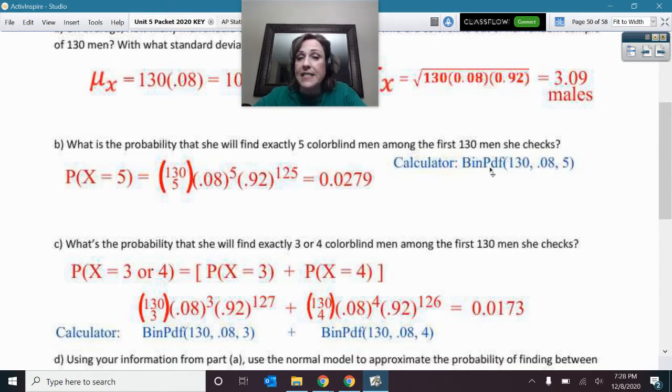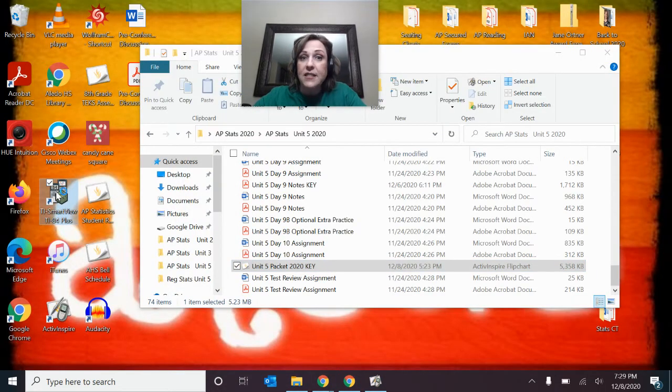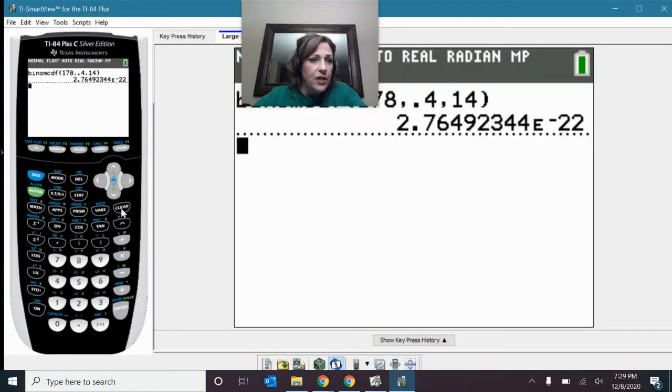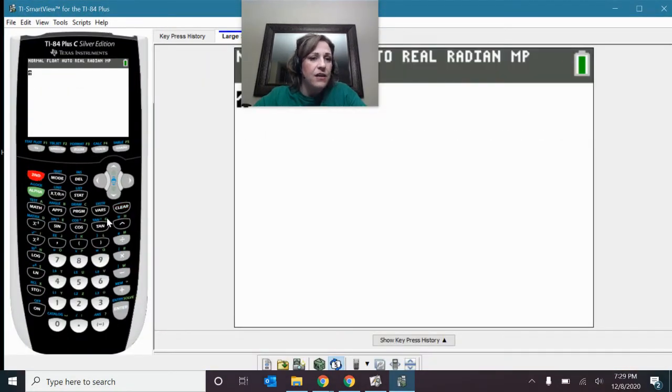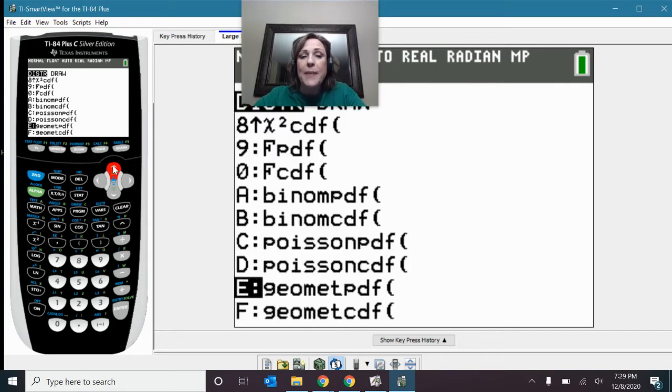Now, calculator-wise, that's going to be in our binomial PDF. So let's take a look at where you're doing that from: second, vars. Then we go up to binomial PDF. PDF is that particular, exact amount of successes. When we do CDF, that's going to be an accumulation, and that's in our next lesson.